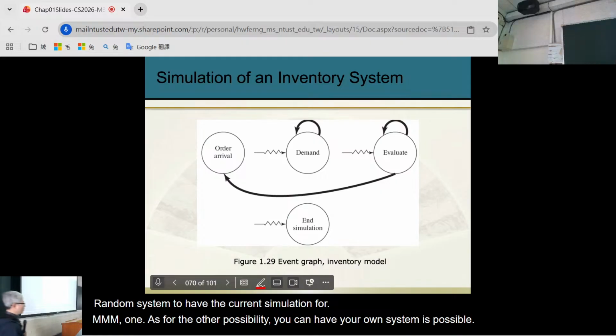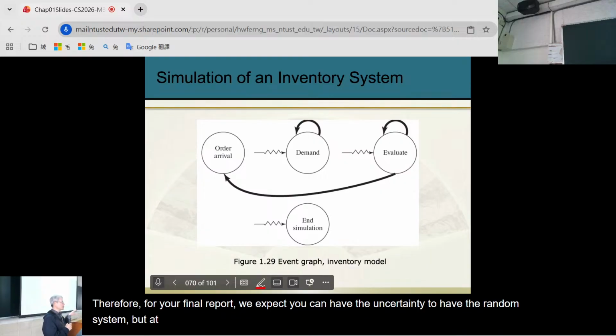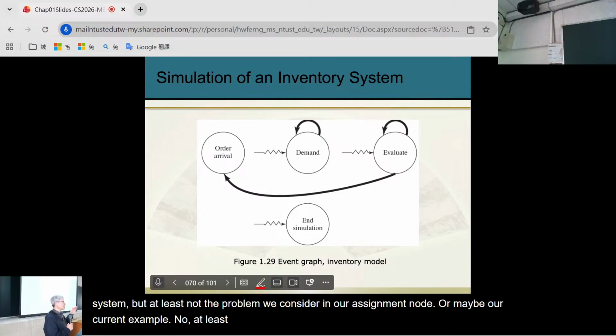Therefore, for your final report, we expect you to have uncertainty in a random system. But at least not the problem we consider in our assignment, or maybe our current example. At least you need to have an advanced one, or maybe a different one. All right.